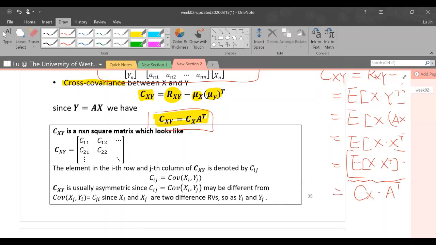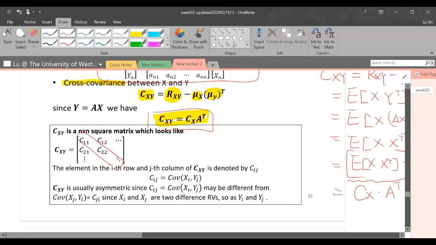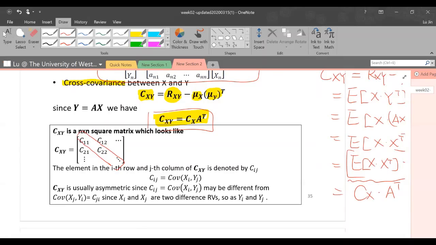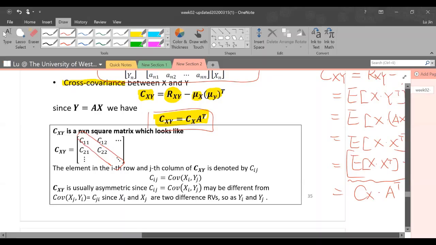So the elements along the diagonal, yes, you can see this C11, C22, C33. These notations are the same as the covariance matrix, right? Yes, the notations are similar, but the meanings are different. Because in this evaluation of the cross covariance matrix, we are involving two variables coming from two different vectors. So this is C11, for example, or C22, whatever. This diagonal element is indicating the covariance between x1 and y1.